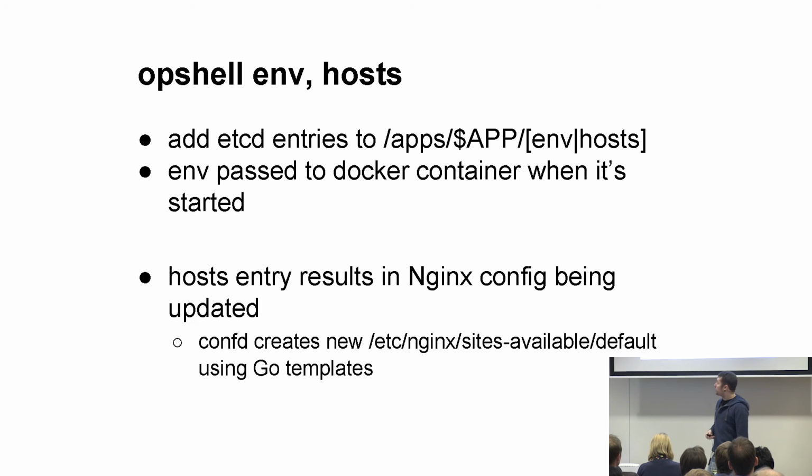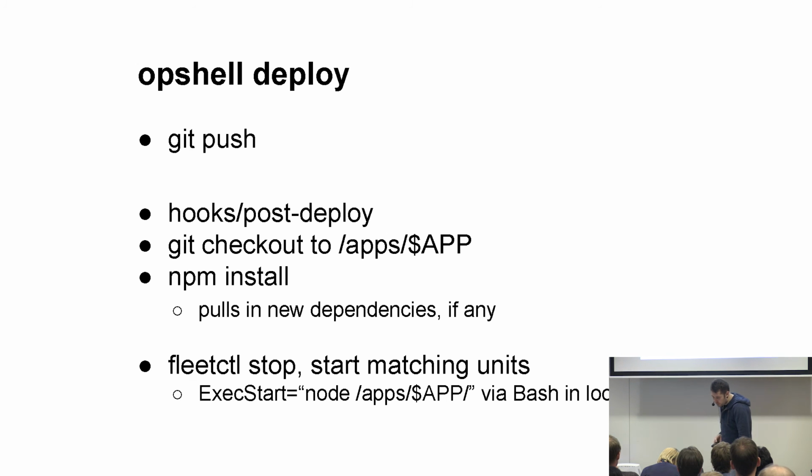So opshell env and hosts are quite simple. All they do is add entries to this distributed key-value store. And there's a cool thing whereby there's a confd daemon running alongside Nginx. Every time any of the values in the key-value store are updated, confd creates a new configuration, checks if it's different from the existing configuration, and if so, restarts Nginx. That's how the new routes are added, and how the load balancer knows that there are multiple processes on different ports on different hosts to route the traffic to, and so on.